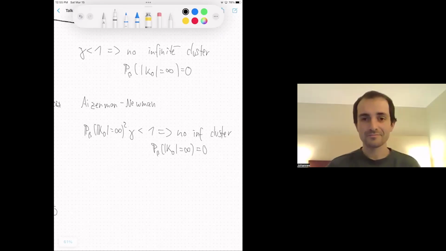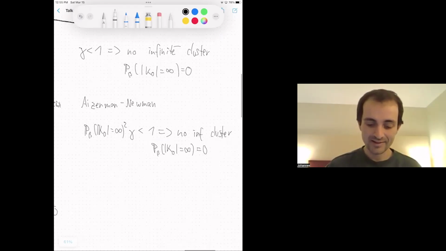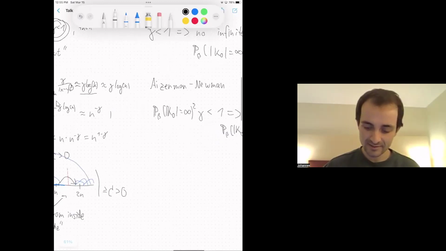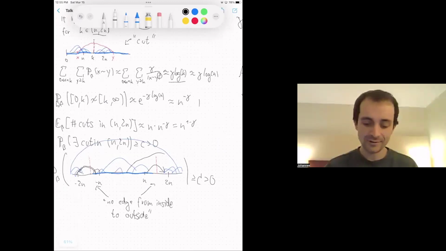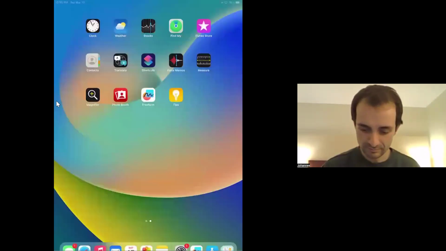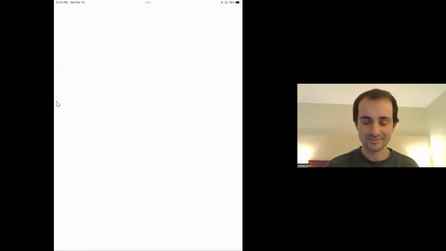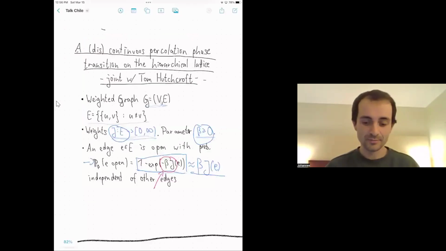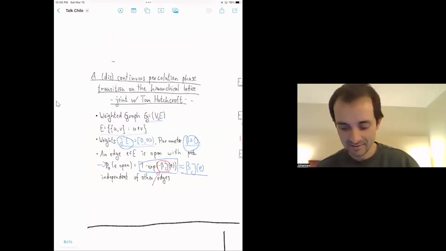Okay, and maybe the argument they used, I will say one sentence about this. The idea is if you have these long edges, you can only use them to build clusters if you have large clusters on both sides of these long edges.